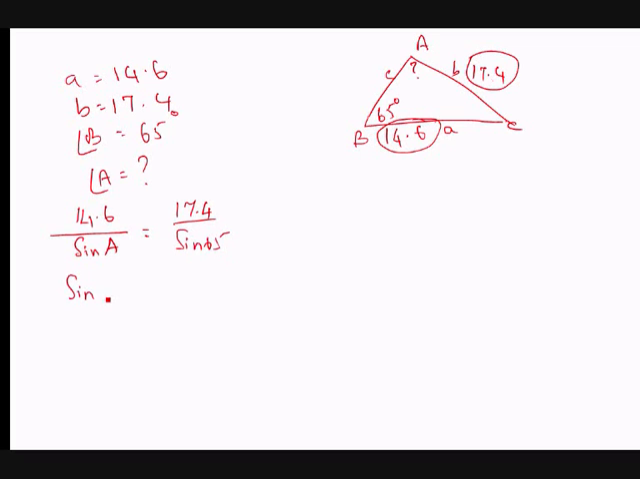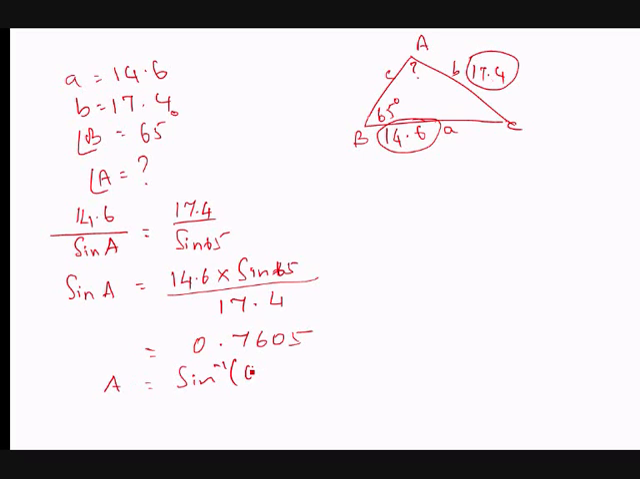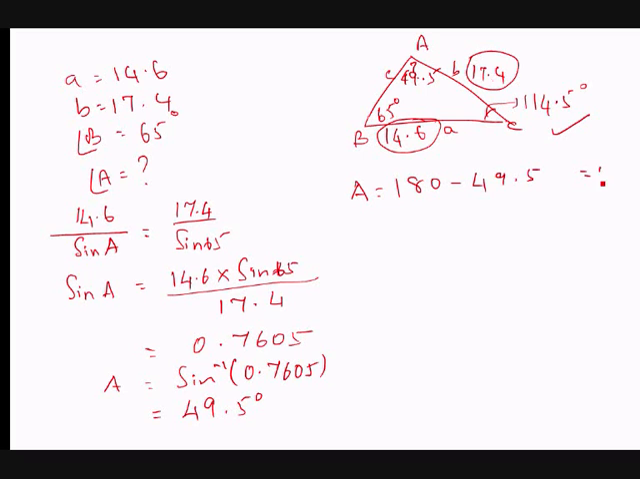So in order to find angle A, I need to make sine A the subject, and then sine A is equal to 14.6 times sine 65 over 17.4, which turns out to be 0.7605. Therefore, angle A will be sine inverse of 0.7605. Again, there is a possibility of having two angles. The first angle will be 49.5. Now let me move on to the second possible angle of A, which is 180 minus 49.5, which is 130.5.